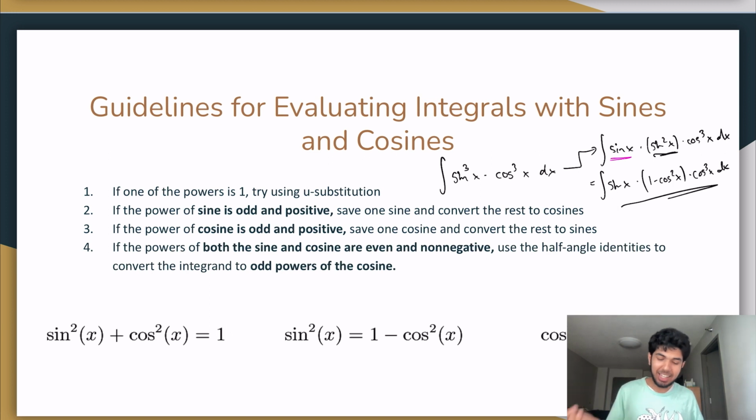If the power of sine is odd and positive, there are no sines, so its power is like 0, so it's not odd and positive, so we can't do that. If the power of cosine is odd and positive, the power of cosine was 4, which is not odd, so we can't do that. So we look at guideline 4. If the powers of both the sine and cosine are even and non-negative, which they are, use the half-angle identities to convert the integrand to odd powers of the cosine. Goodness me, we have to use half-angle formulas.